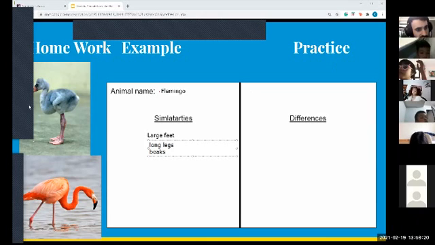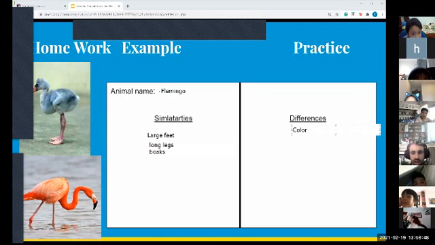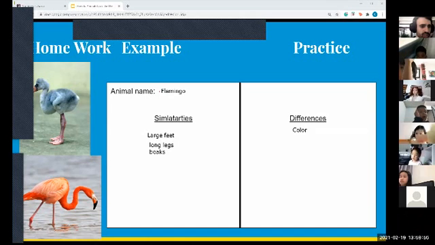So let's have Min Kwang. What is a difference? The color of the fur. Very good job. Yes, the color is different. What else? I'm going to get one more from you guys, and then you guys should have a pretty good example of what you need to do for your homework.